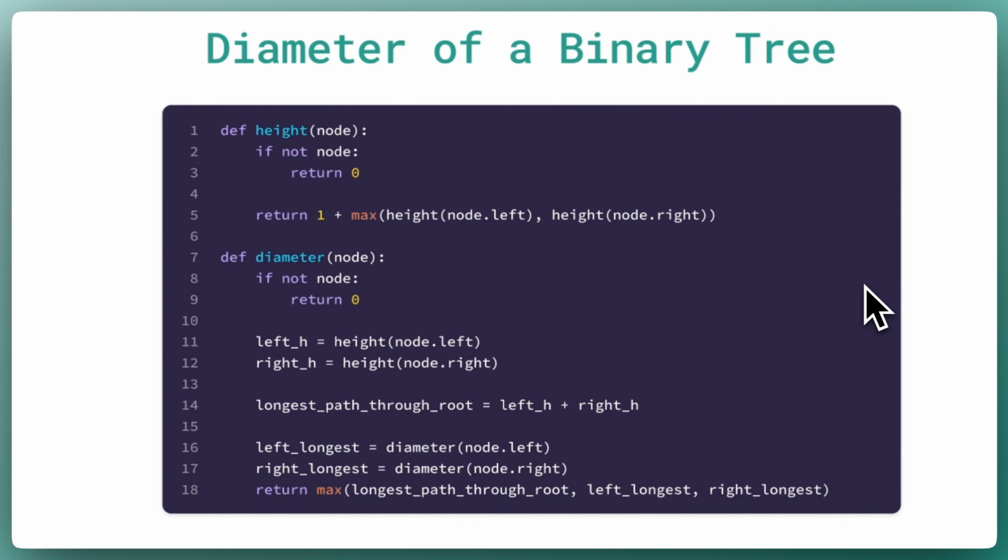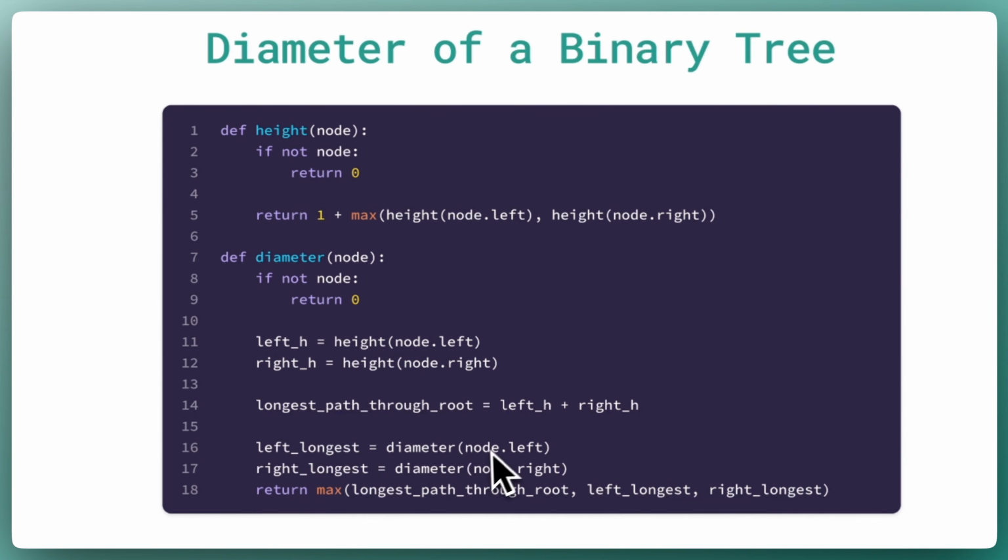And the first thing this function does is it gets the height of node's left and right subtrees using this recursive function here. After those values are returned, it then calculates the longest path through the root of this subtree by adding left height and right height together. And after that, it moves on to finding the longest path that runs through the node's left subtree. And so this is where that repeat work is coming from.